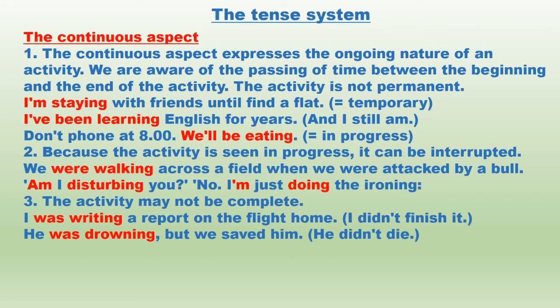For example, we were walking across a field when we were attacked by a bull. So the action here is being interrupted by another action. Am I disturbing you? No, I'm just doing the ironing. So here the action is doing the ironing, but somebody is disturbing the action. The activity may not be complete. For example, I was writing a report on the flight home, but the action isn't complete, so I didn't finish it. He was drowning, but we saved him. So he didn't die. He was nearly dead, but somebody saved him. So the action here was interrupted.